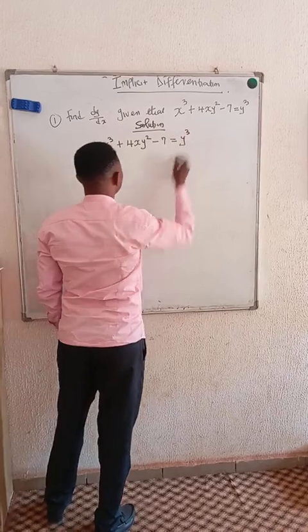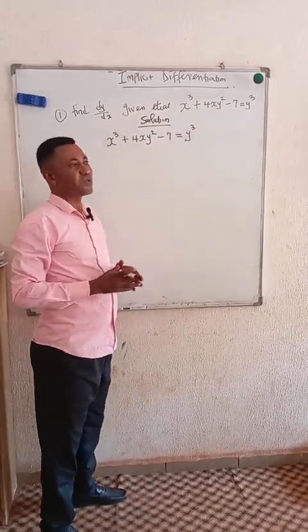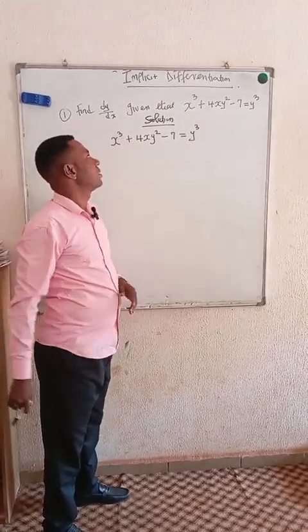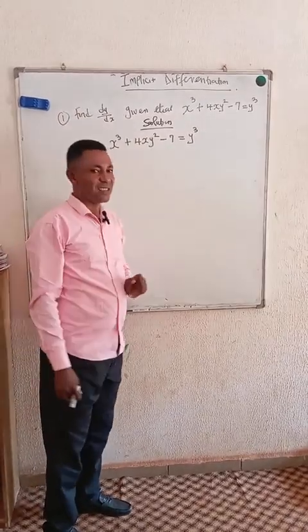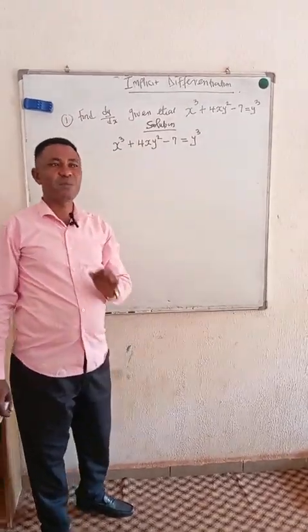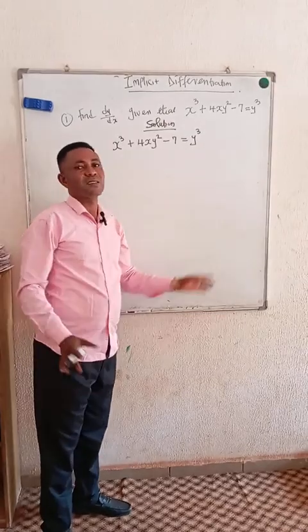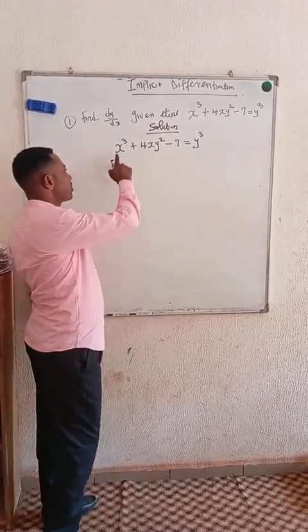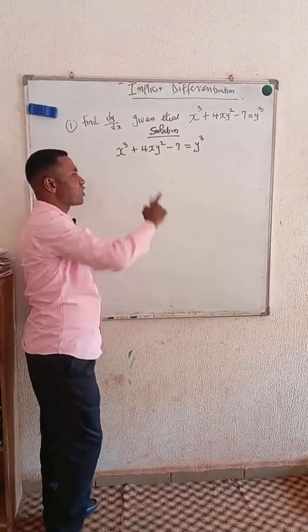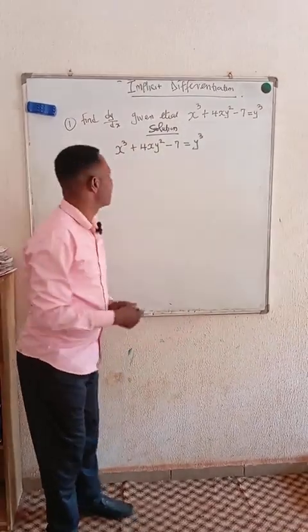Y power 3. There is a logic behind implicit differentiation that people do not know. Anytime you are differentiating with respect to y, you multiply the result immediately by dy/dx. If you can do that, your problem is half solved. Look at it now. We are going to be differentiating with respect to x and y at the same time.